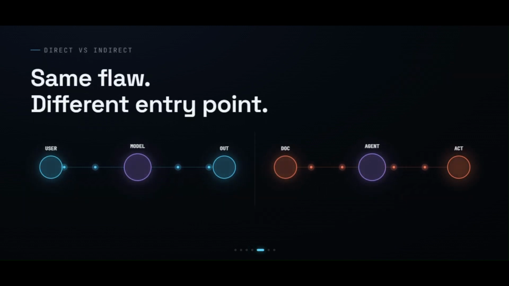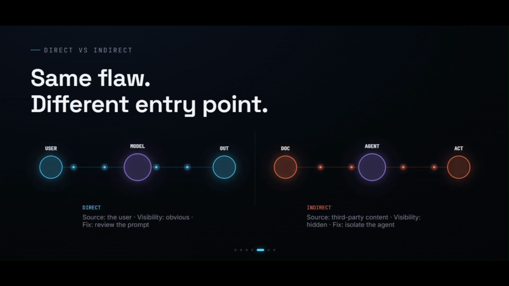Both attacks exploit the same weakness. The model can't reliably distinguish instructions from data. Direct prompt injection comes from the user, making it easier to spot. Indirect prompt injection hides inside web pages, PDFs, emails, or other external content, making it much harder to detect. As AI agents interact with more external data and tools, indirect prompt injection becomes a much bigger security risk.